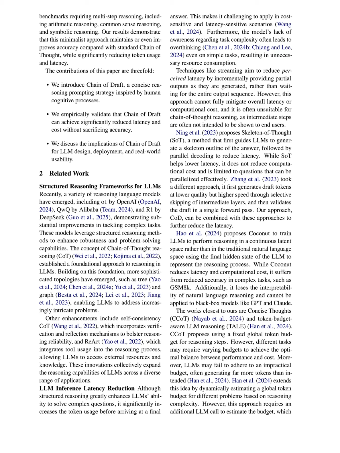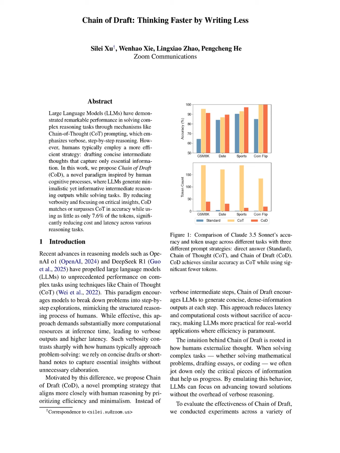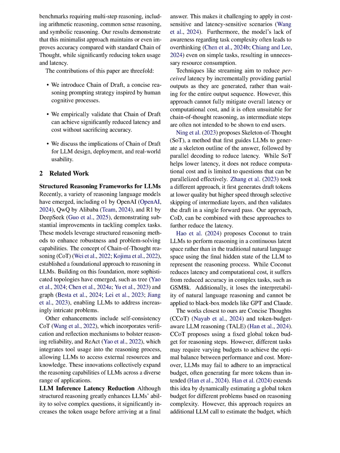While COT encourages detailed, step-by-step reasoning, it often results in lengthy outputs that consume a significant number of tokens and increase latency. In contrast, COD prioritizes efficiency by promoting concise, dense information outputs at each reasoning step, limiting the number of words to essential calculations or transformations. This minimalist approach not only reduces token usage by approximately 80% in arithmetic reasoning tasks, but also maintains or even improves accuracy compared to COT.